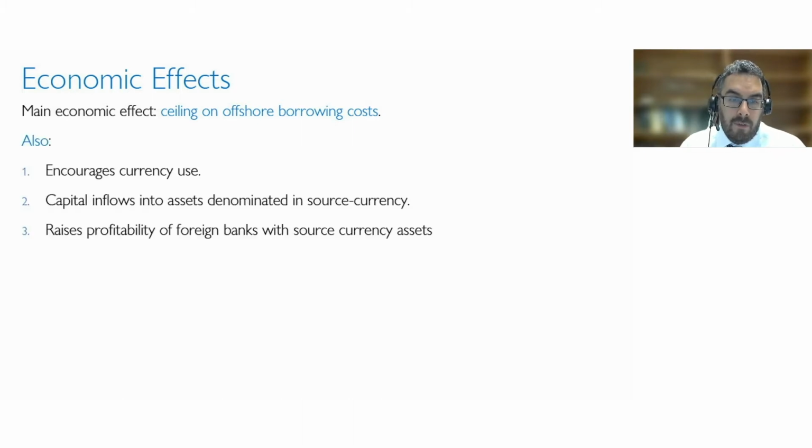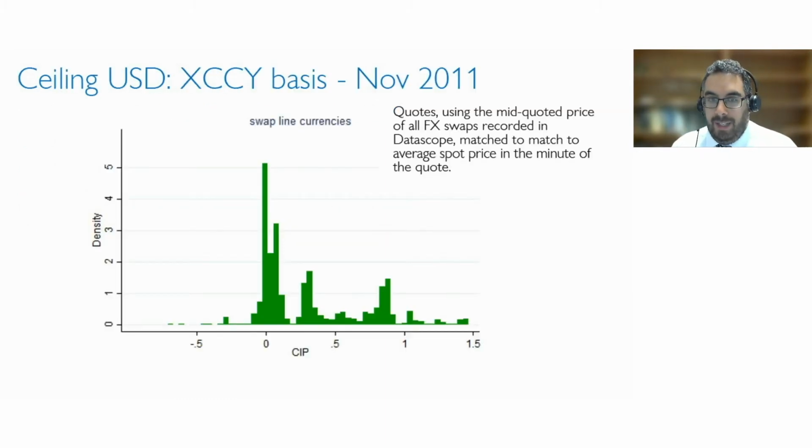We also know from the data, and I'll run through some effects very quickly, that these facilities encourage the use of the currency. I discussed this in the context of the PBOC. They generate capital inflows denominated in source currency, and they also raise the profitability of foreign banks with assets denominated in the source currency. So let me briefly discuss this ceiling on offshore borrowing costs. I think I have a minute or so left.